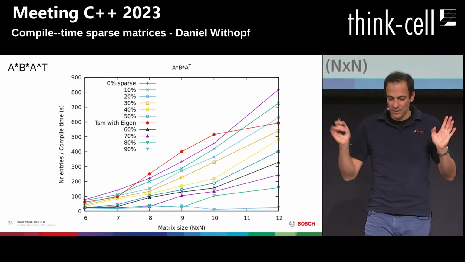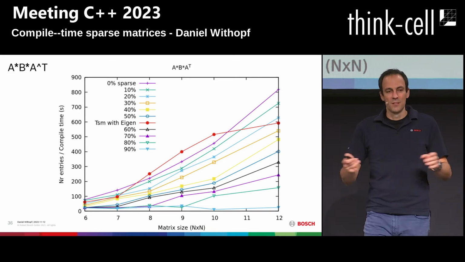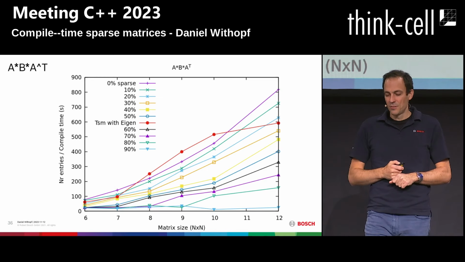But of course, as always, you have to benchmark. It depends on your machine, on the kind of SIMD operation. So I wouldn't claim that this is always the way to go, but it can make a big difference, especially if your matrices are really sparse.